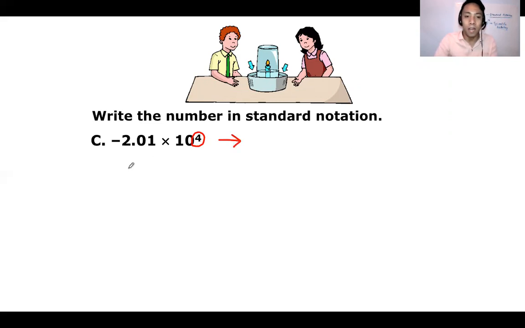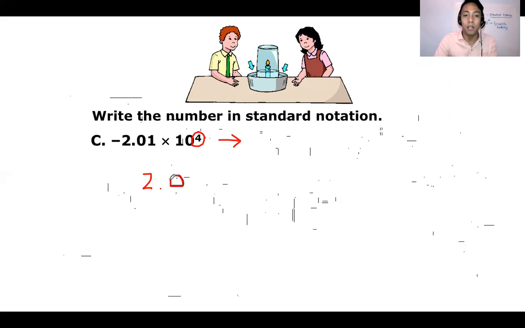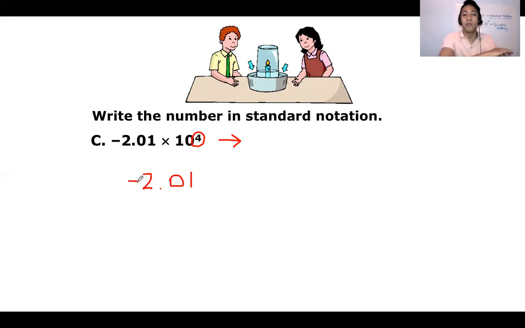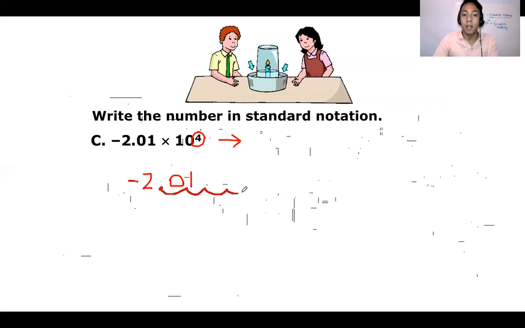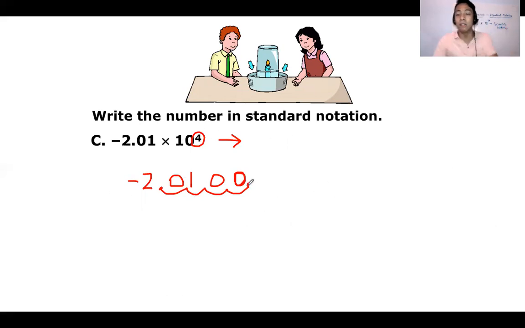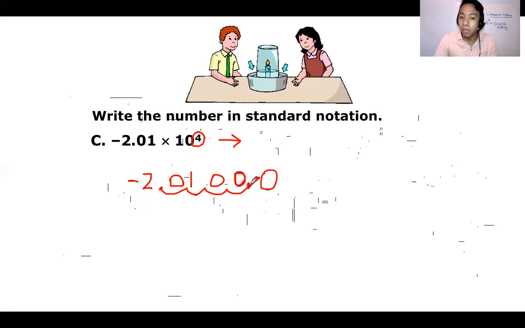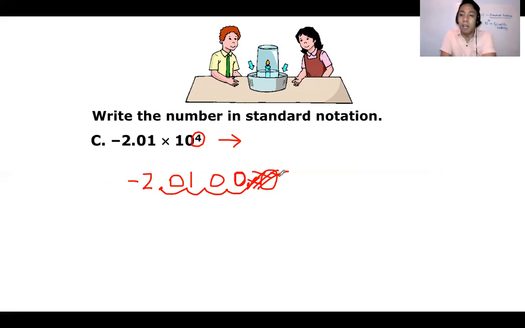Okay, so we have negative 2.01. We will move our decimal point to the right side. Okay, so 1, 2, 3, 4. Again, if you have spaces, we need to put zeros. And then you need to recall again that if we have a decimal point at the end of any number, kahit hindi na tayo maglagay ng 0 dito, kahit hindi na siya makita as point, we can erase those two. Okay? So ang matitira lang dito is this one.